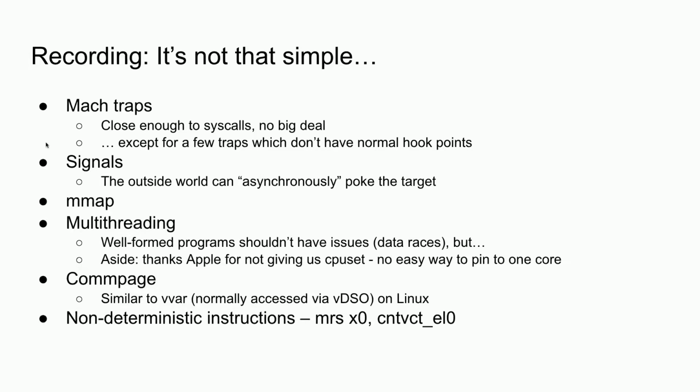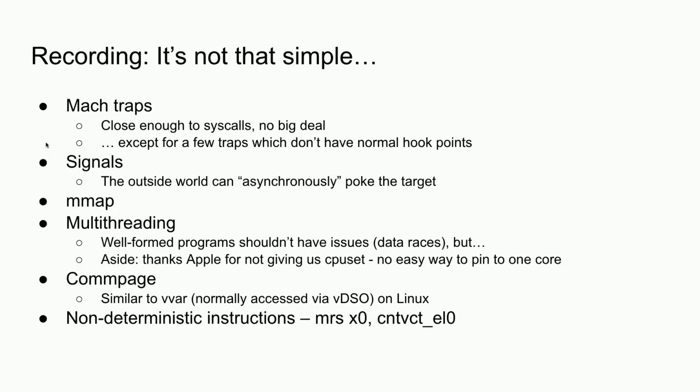You also have signals, right? You have asynchronous events that come from outside of the target. Signals are the obvious case. There's a few other things on Mac, but we'll group those all together. You have mmapped files, which can either change out from under you or can make writes to a file transparent depending on where you're actually hooking.